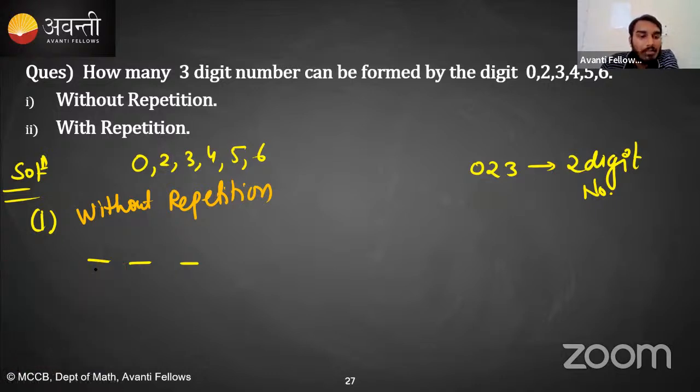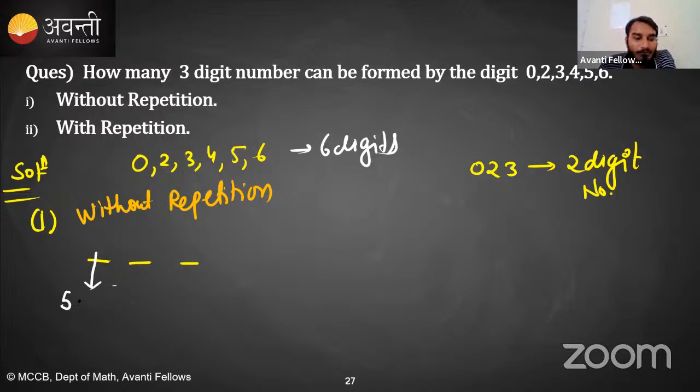So now tell me, let's start with the first place only. How many options do we have for the first place? We have to make a 3-digit number, and in the first place zero cannot come. Except zero we have 2, 3, 4, 5, 6. Zero cannot come at the start. So we have 5 choices.